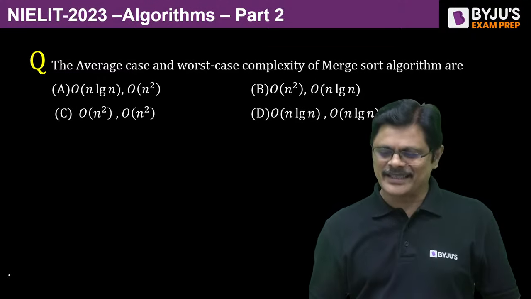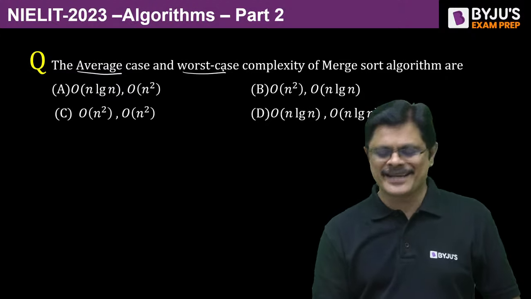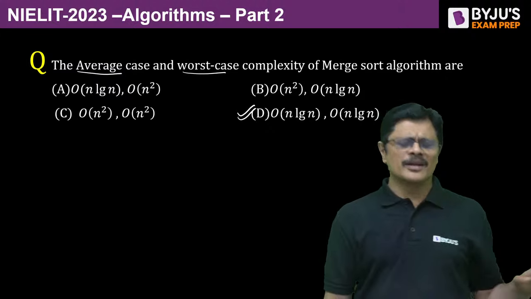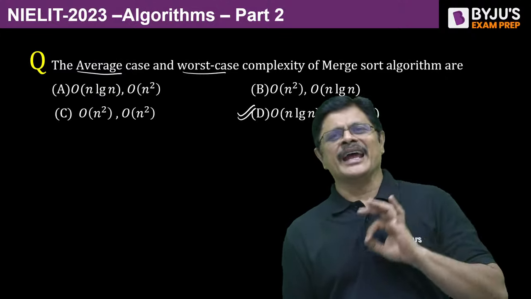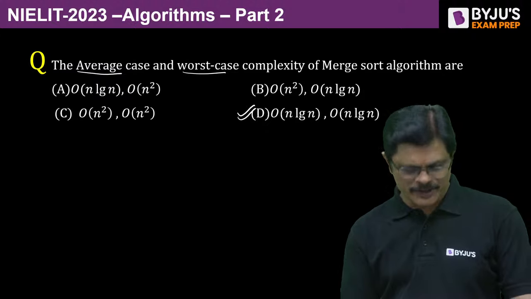So for merge sort, whether it is average case, worst case or best case, all are n log n only. For merge sort, all complexities are n log n only.